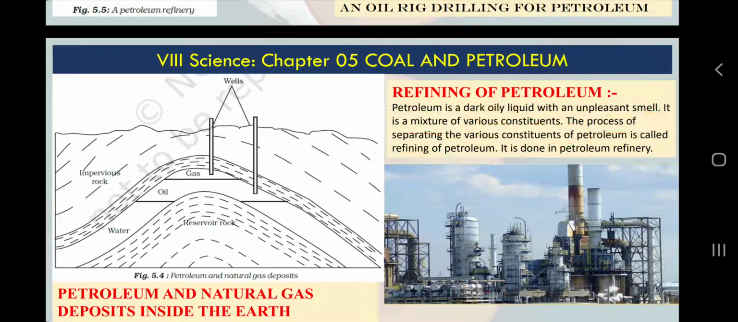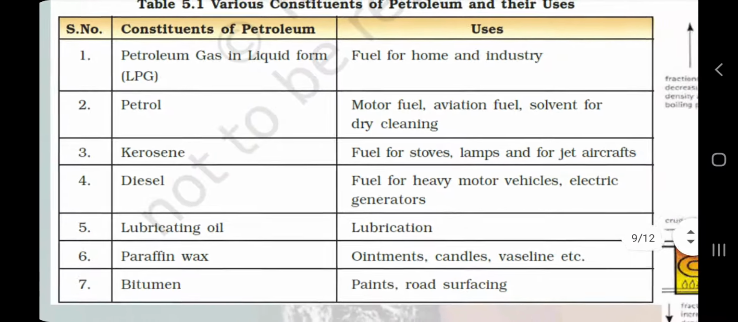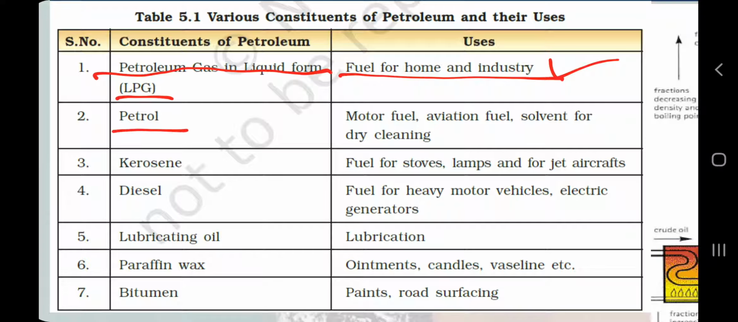Let me show you the constituents. Again, a very important table from our NCERT. These are some products of petroleum. You can see petroleum is a very economically important product. So we have LPG, which is liquid petroleum gas, which we use in home gas cylinders, like Indian and Bharat gas cylinders. Petrol, very familiar. We run our vehicles with petrol. It is a major fuel, used as aviation fuel and as a solvent for dry cleaning.